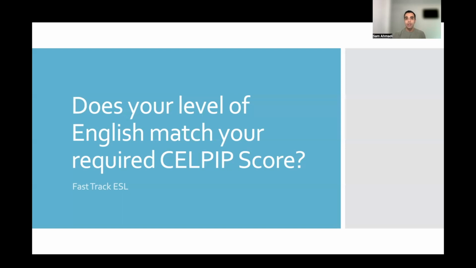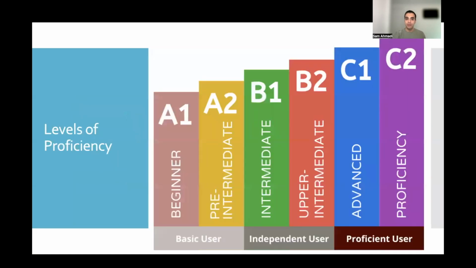Now, the problem could be because that student's level of English didn't match the required score. And so it's not just enough to learn about the skills and to practice taking samples at home. It's also important to ensure that in the very first step of your preparation, your level of English matches that desired score. So let's begin by looking at the different levels of English proficiency.